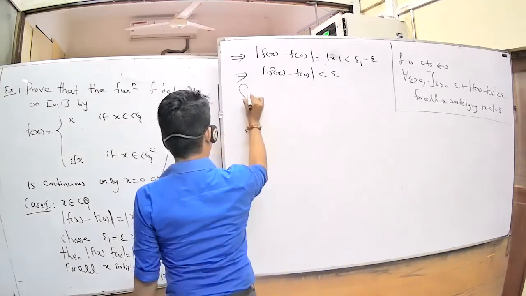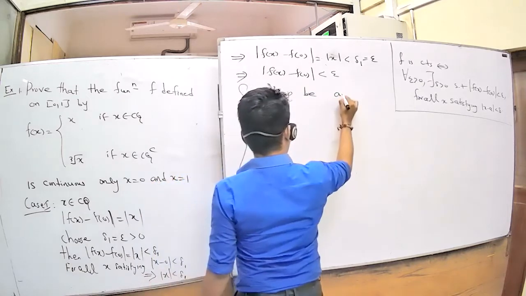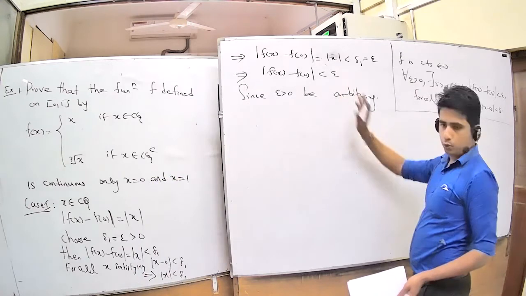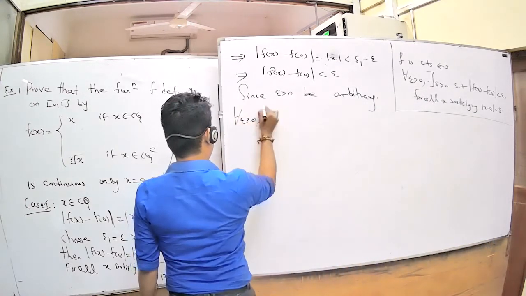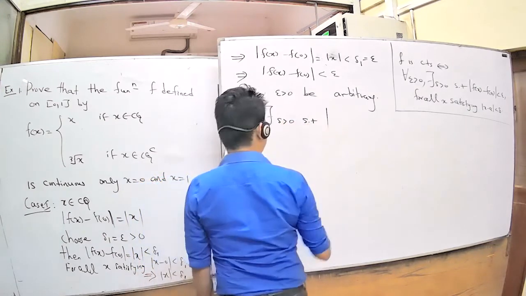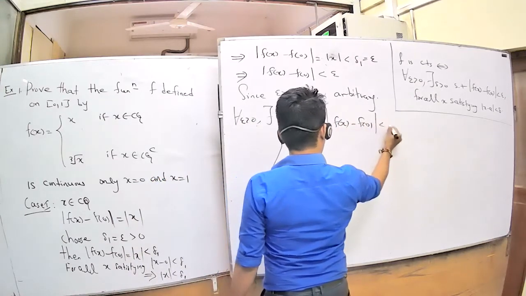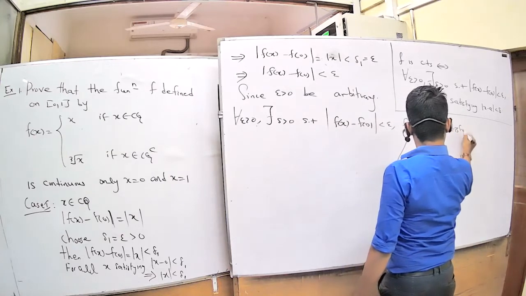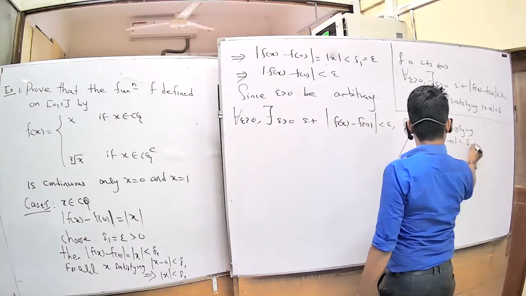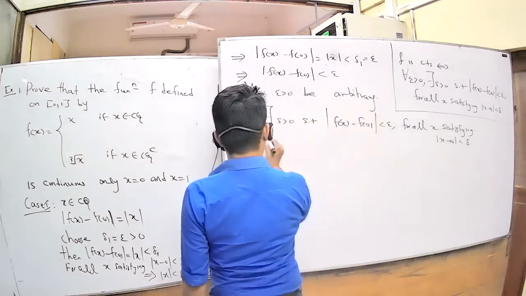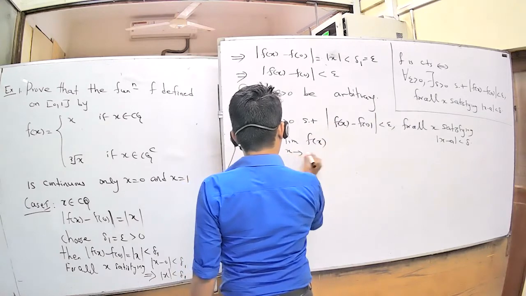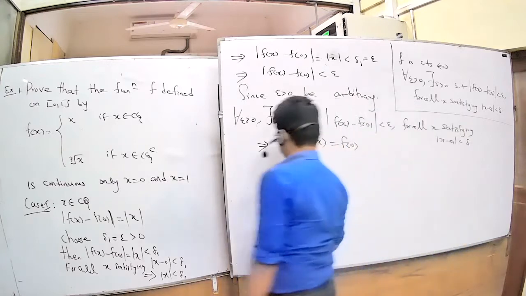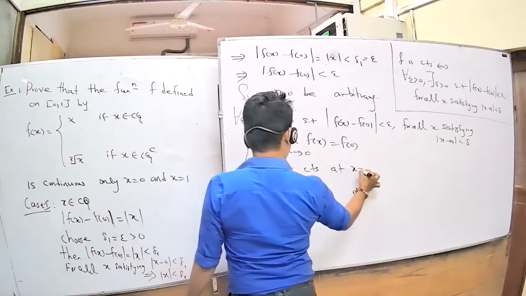Since epsilon greater than 0 is arbitrary, for all values of epsilon the result is true. That means you will write: for all epsilon greater than 0, there exists delta greater than 0 such that modulus of f of x minus f of 0 is less than epsilon for all x satisfying the condition modulus of x minus a less than delta. This one, if and only if, means limit of f of x as x tends to 0 equals f of 0. This means f is continuous at x equal to 0. Therefore, f is continuous at x equal to 0.